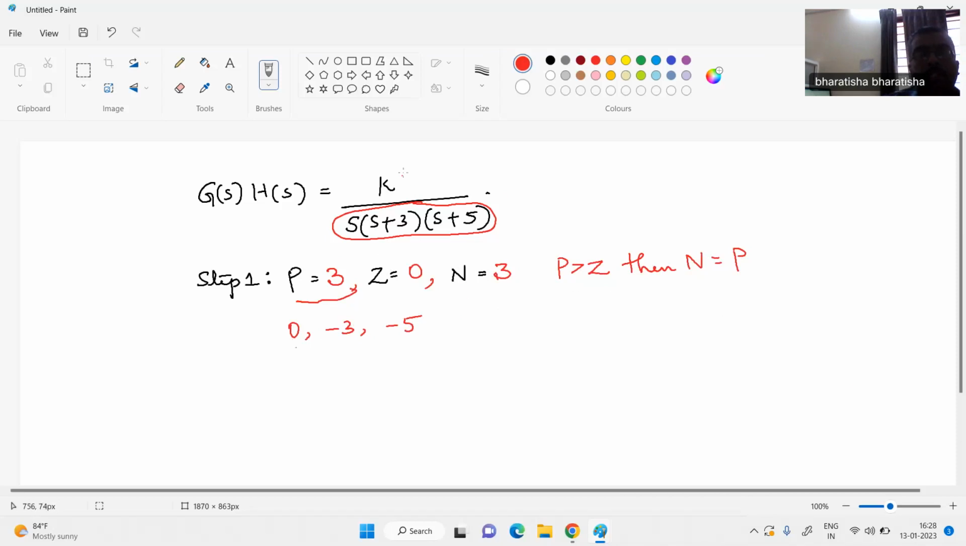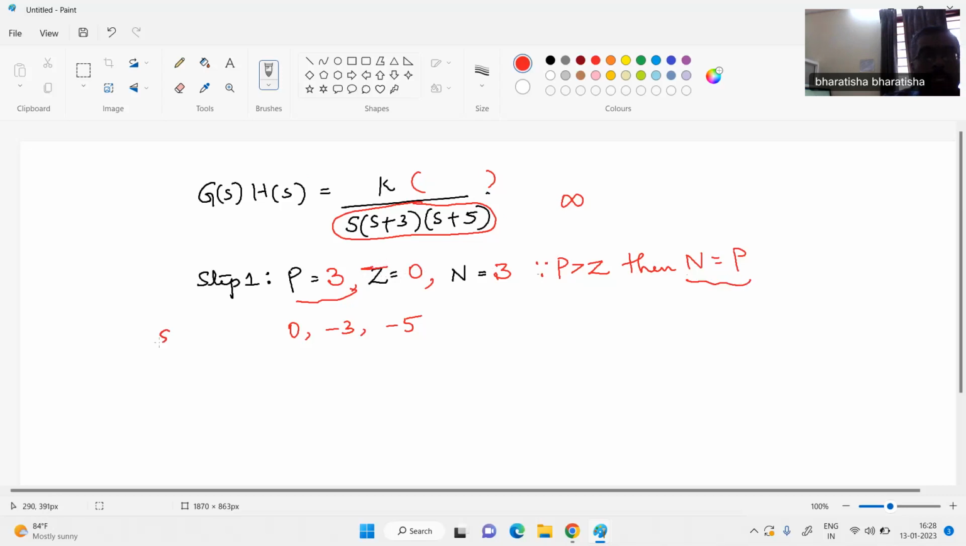Then you have to identify the number of zeros. The poles are the values of s which make the transfer function infinity. Then you should also find the values of s that are zeros, that is, the values of s making the transfer function 0. Here you don't have any numerator term, so there are no roots there, and z is equal to 0. Hence, since p is greater than z, the number of branches is equal to the number of poles.